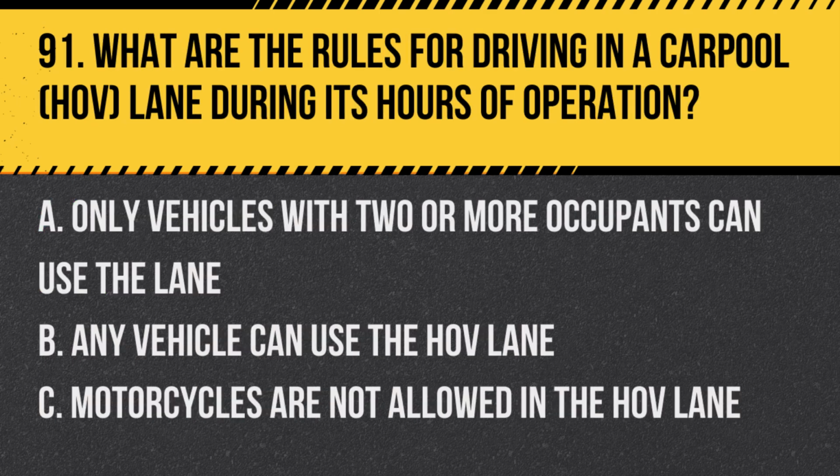Question 91. What are the rules for driving in a carpool, HOV, lane during its hours of operation? A. Only vehicles with 2 or more occupants can use the lane. B. Any vehicle can use the HOV lane. C. Motorcycles are not allowed in the HOV lane. Answer A. Only vehicles with 2 or more occupants can use the lane. HOV lanes are designed to promote carpooling.